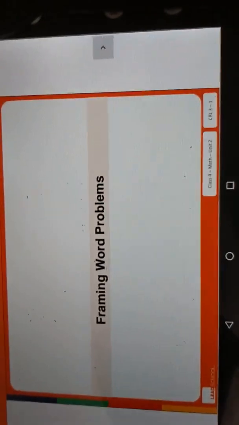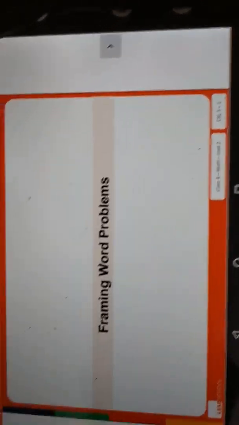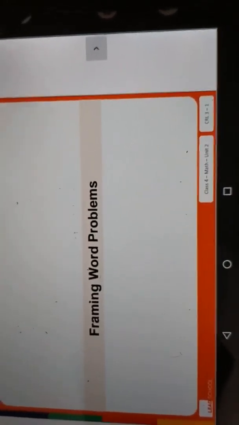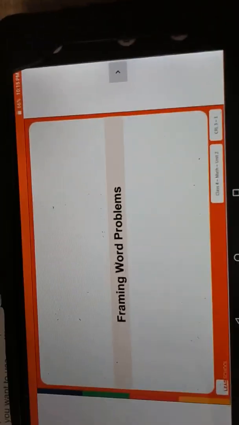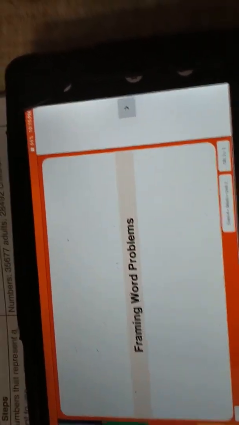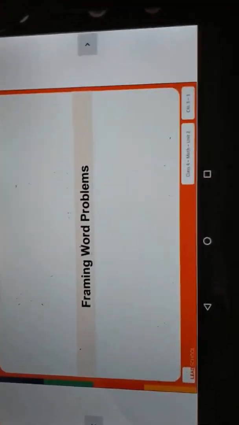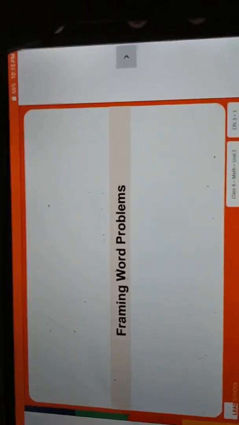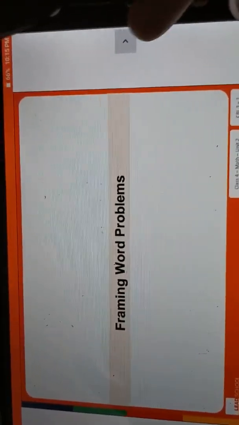So, students, in unit number 2, हम लोगों ने word problems complete किए, right? In the previous lecture, we did the word problems. So, now today we'll start framing word problems. Before starting the sums, I'll show you some CRL, and I'll explain it so you can easily do this sum. So, let's start framing word problems, CRL.